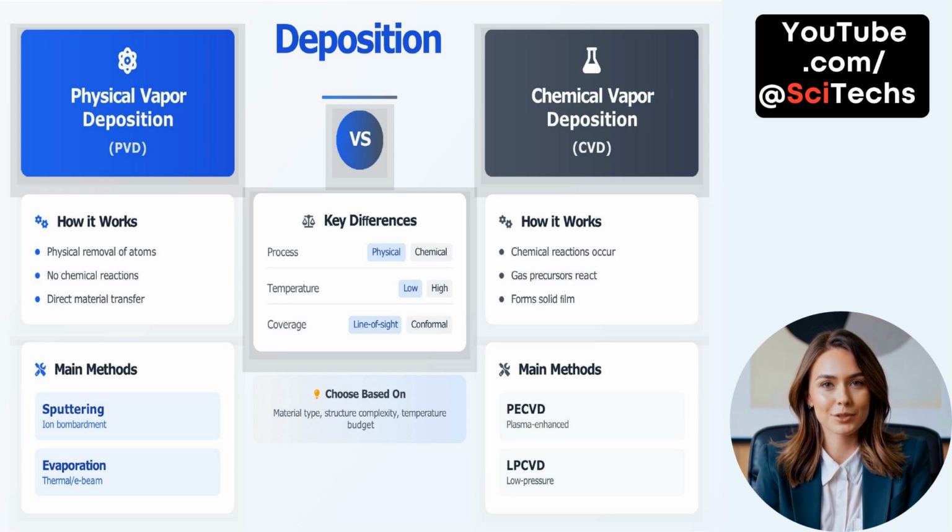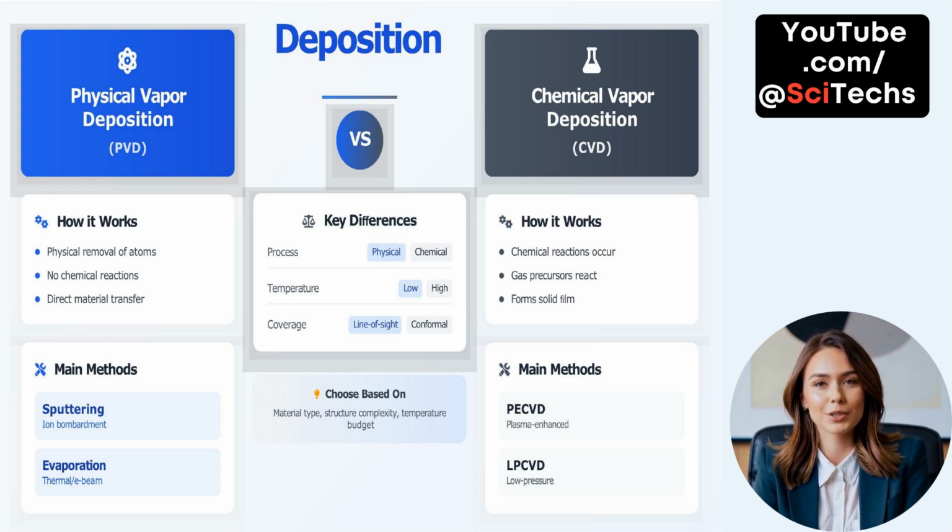Instead, material is directly transferred to the substrate. Common methods of PVD include sputtering, which uses ion bombardment, and evaporation techniques such as thermal and electron beam heating. On the other hand, CVD relies on chemical reactions. Here, gas phase precursors react on or near the surface to form a solid film.